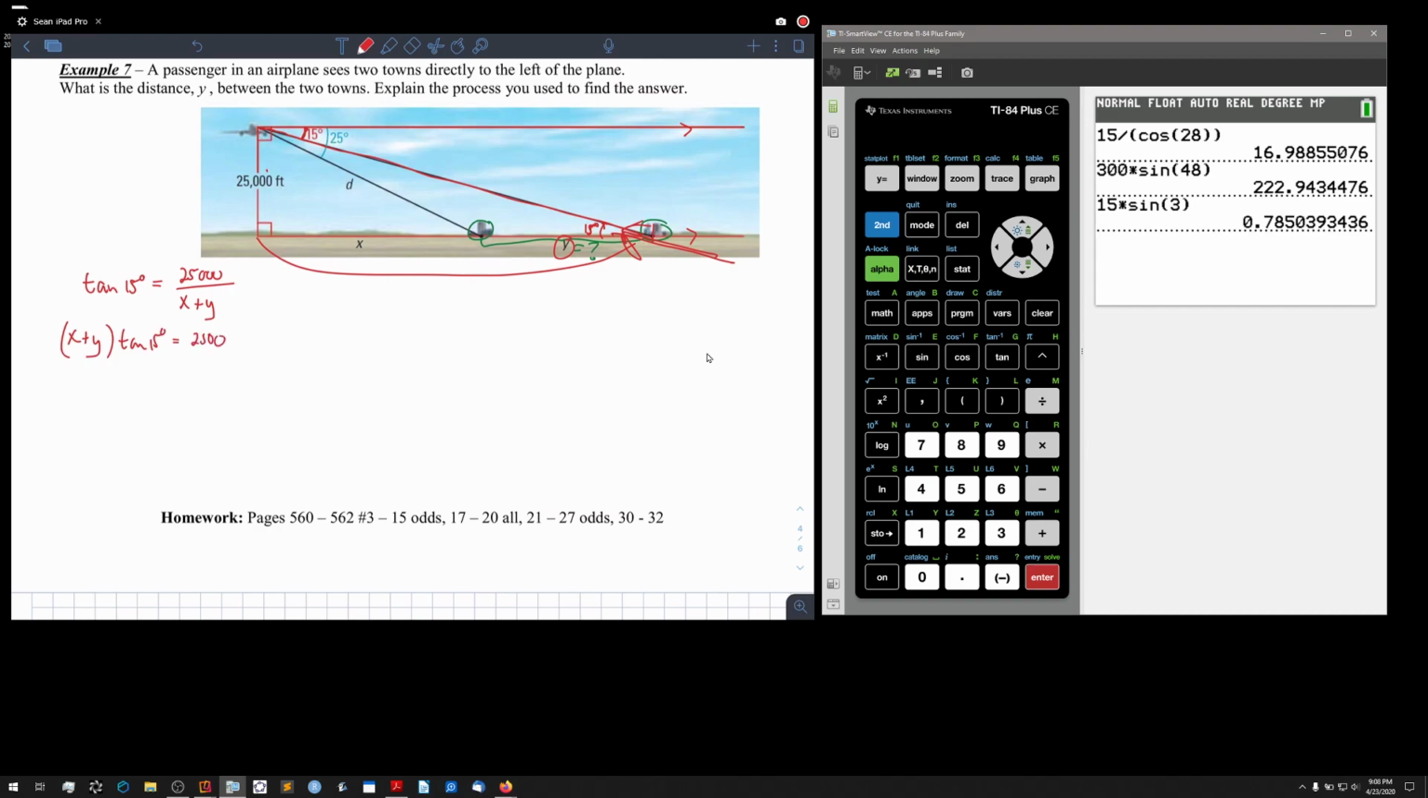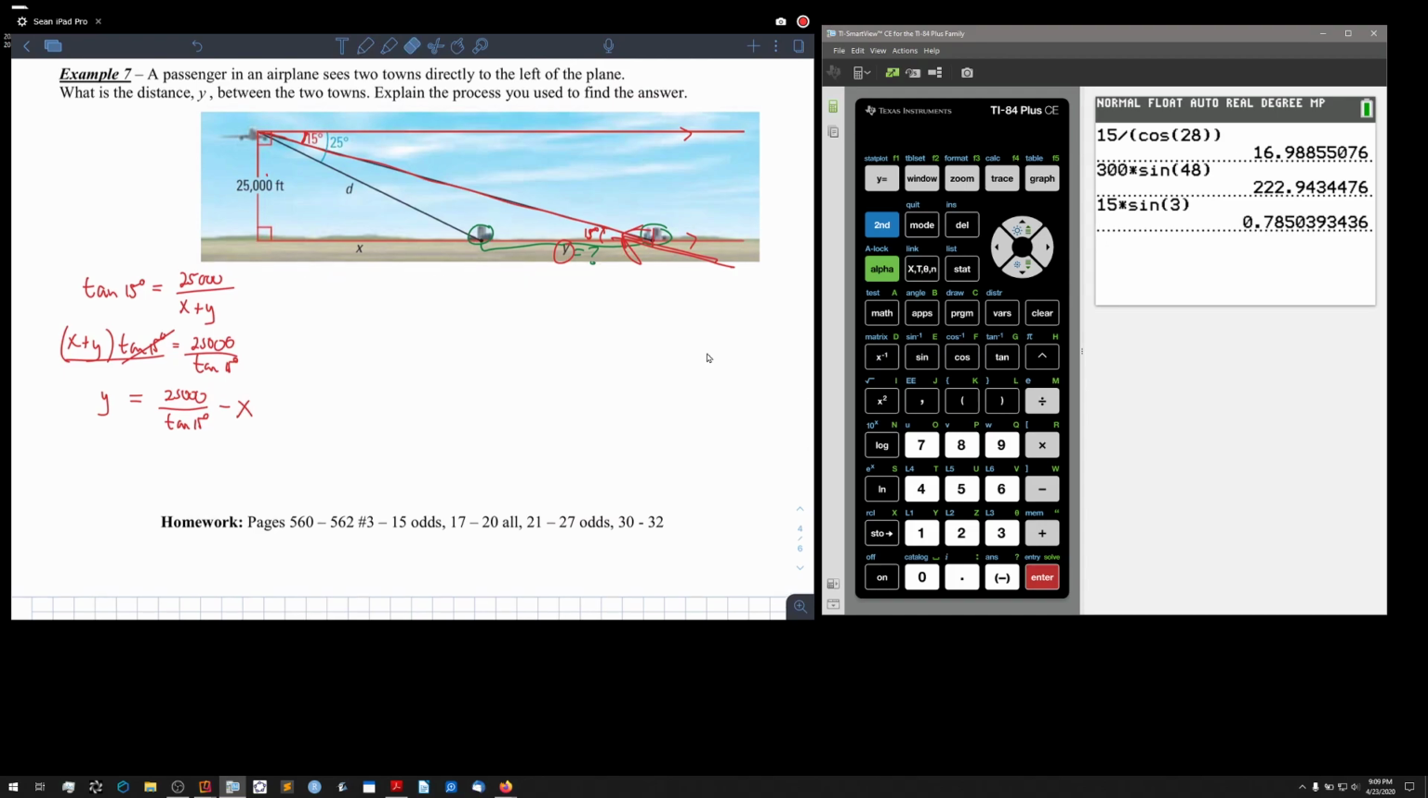Solve it as far as you can to get y by itself, because we're trying to find y. So x plus y, if I just divide this out, x plus y is 25,000 over tangent of 15 degrees, and then just take the x to the other side. Pretty quickly that's what you have. So I already have y. I know the answer. All I need to do is find the missing thing, which is x.